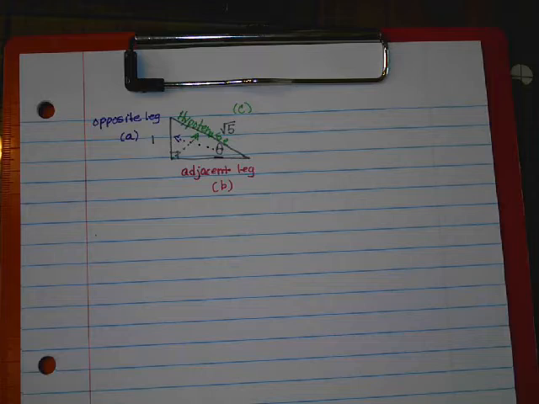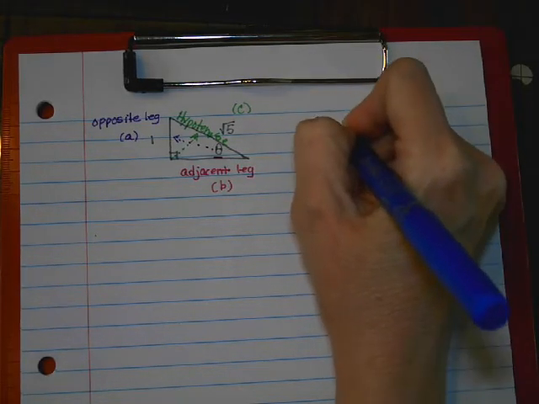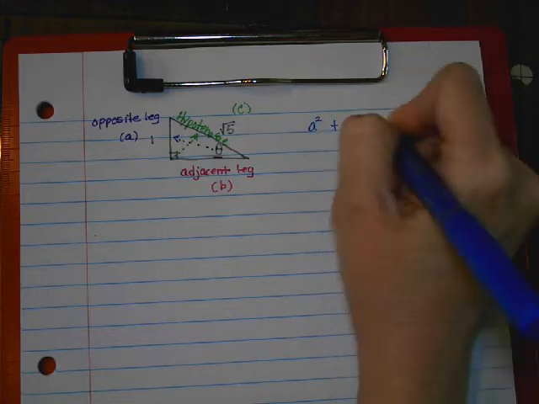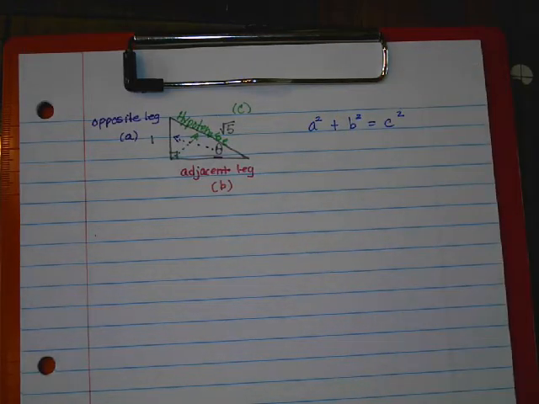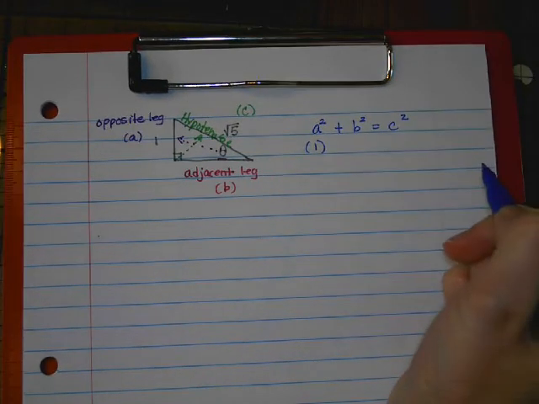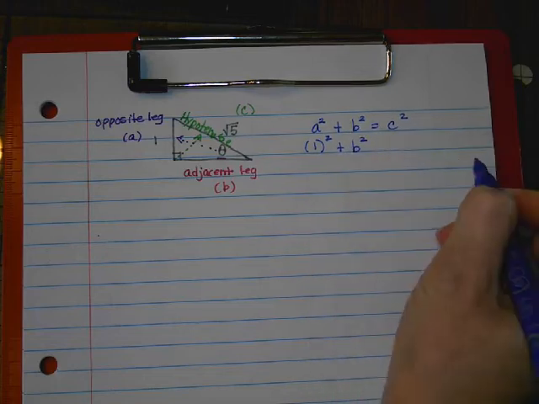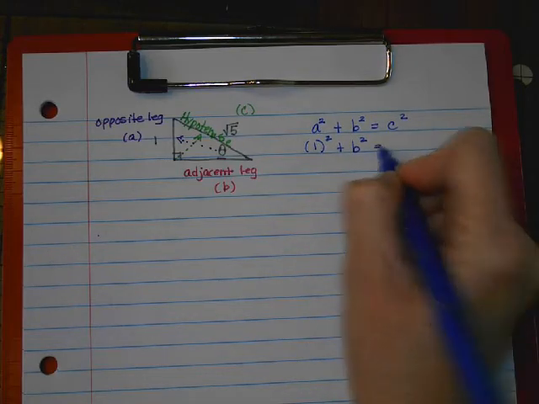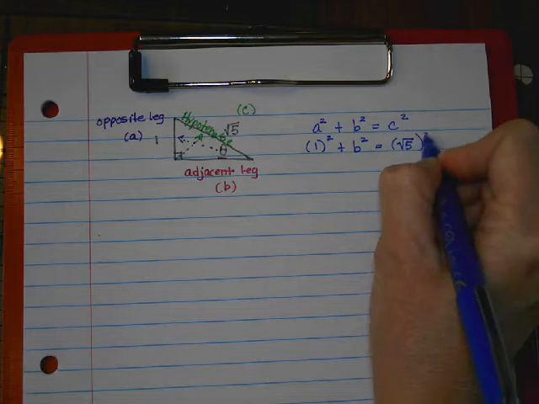So to find the missing B value, we have to use our Pythagorean theorem. So we got to do A squared plus B squared equals C squared. So Pythagorean theorem, and then substitute in what we know. A is 1, and then squared. B we don't know, so B squared. And then our C value, which is the square root of 5, and that value is squared.